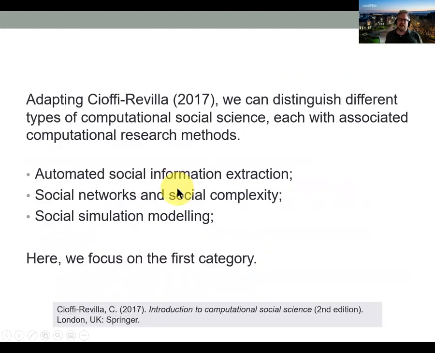And roughly speaking, if we look at Cioffi-Revilla's 2017 distinction, there are different forms of computational social science, each associated with certain computational research methods. For example, automated social information extraction, social networks and social complexity, or social simulation modeling. So there's simulation, there are social networks, but in this particular talk, we're looking at the first category, automated social information extraction.